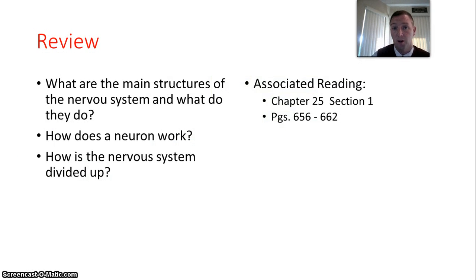Three main questions. You want to know structure and function of the nervous system, okay? What the things are, what do they do? You want to understand in general how a neuron works. We're talking about electrical impulses, okay? Dendrite to cell body to axon. And then you want to understand the basic divisions of the nervous system. Next time we're going to talk about your senses.